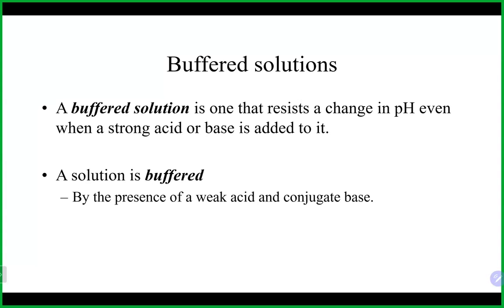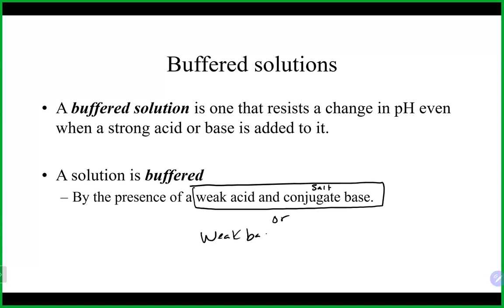Now, how is a buffer able to do that? A buffer is able to do that based on what it is made out of. And it's made out of one of two combinations. One combination that can make a buffer is a weak acid and what is sometimes referred to as the salt of its conjugate base. The salt just means it's an ionic compound. It's got a sodium, potassium, something like that hanging out doing nothing really, but just kind of there as well. Or you could have a buffer that is made up of a weak base and the salt of its conjugate acid.